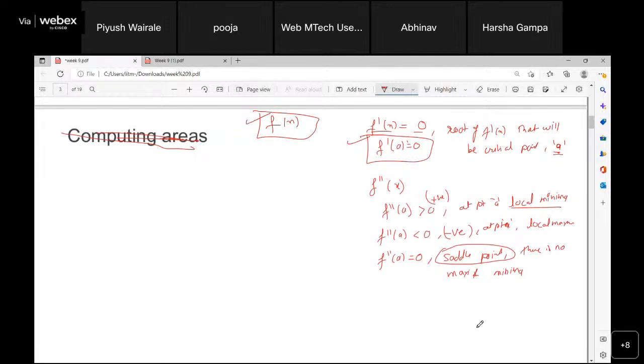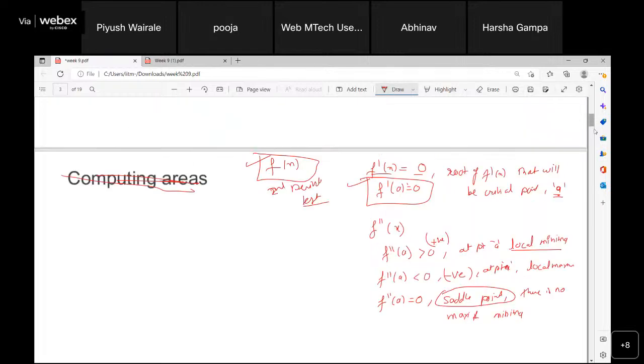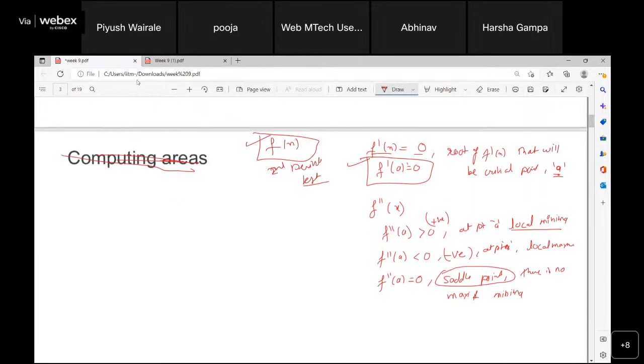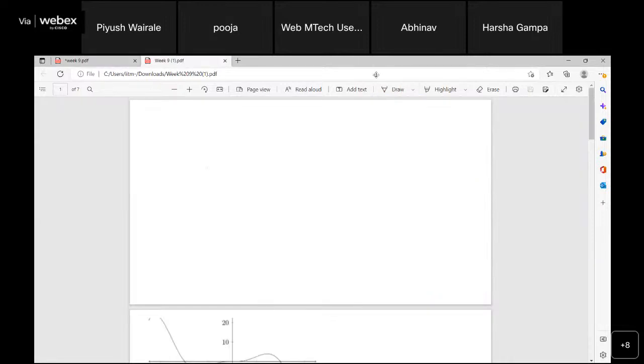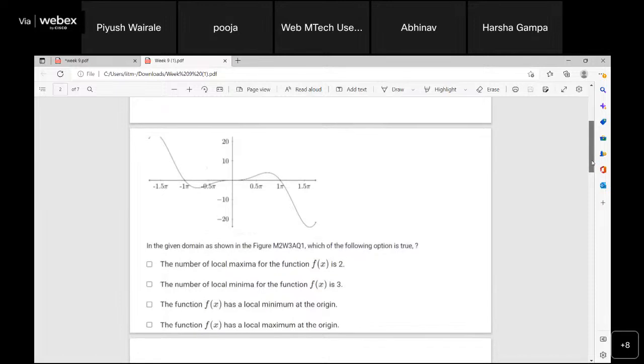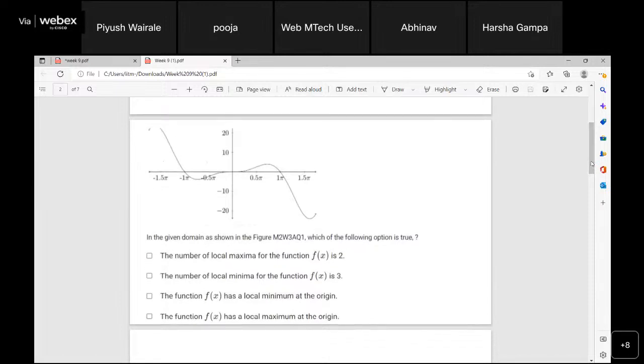So let me take one question. Any doubt in this part? This is the second derivative test. Just remember these steps. Let me discuss one question. Now, just looking at this graph, tell me which of the following options is true.